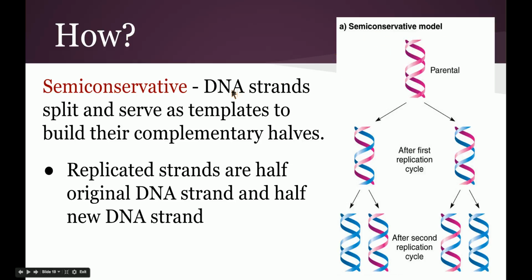So what semi-conservative means, as I said, is that your DNA strands are going to split. So we know we have a double helix and 2 sides. So they're actually going to split down the middle, and each half is going to serve as a template to form a completely new strand of DNA. So that's how we're able to conserve the code, so keep the same code going through multiple replications. So your replicated strands are going to be half original DNA strand and half new DNA strand.